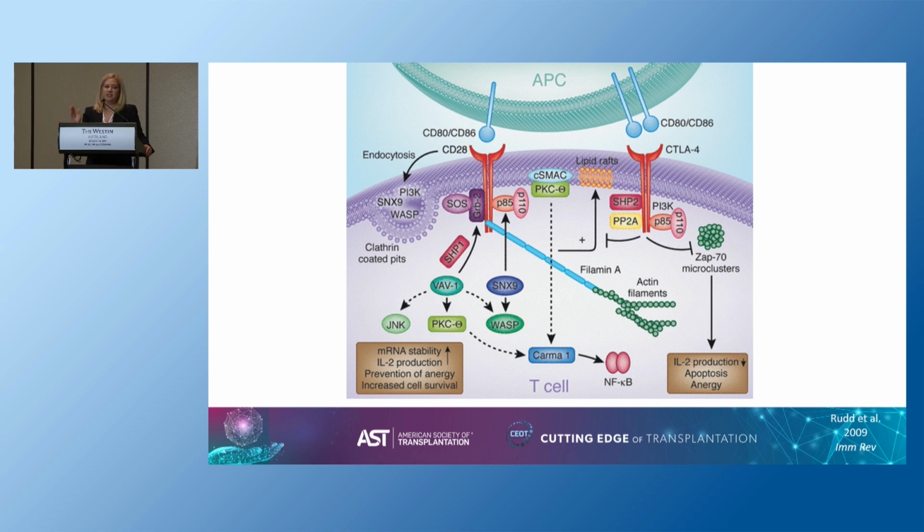Instead, if the cell expresses CTLA4 and binds to CD80 and 86 via its CTLA4 molecule, it leads to the activation of phosphatases. Now, these phosphatases take away the phosphate groups on kinases, leading to decreased IL-2 production, increased apoptosis, and increased anergy. And so in this way, CTLA4 can really function in a cell-intrinsic manner to turn off those activating cascades and lead to anergy, apoptosis, and dampening of the immune response.